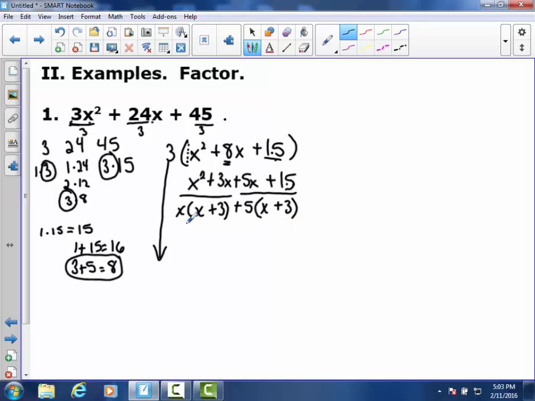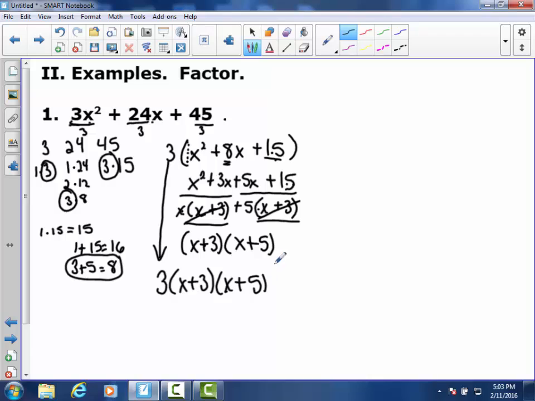Okay. Now we notice that this says x plus 3 and this says x plus 3. That is now a common factor to both because it's being multiplied times both of these. So we can rewrite this as (x plus 3) times (x plus 5). Because if we take out the x plus 3 and we divide, we're left with x plus 5. So my final answer here is (x plus 3) times (x plus 5). That's completely factored, and that is utilizing the flow chart.